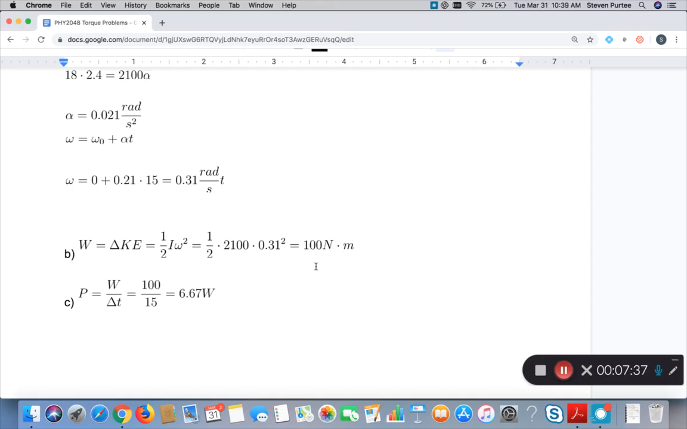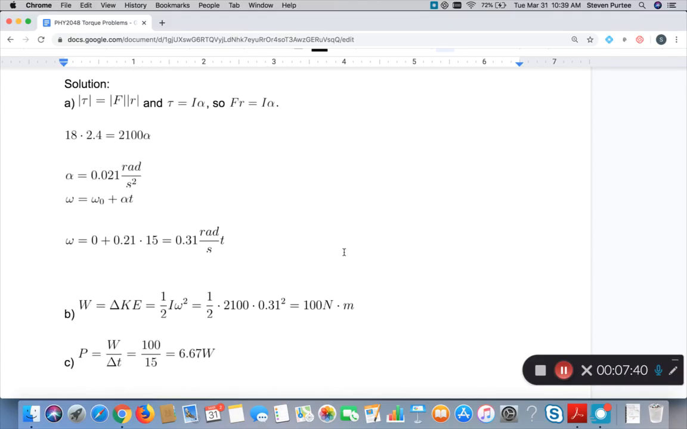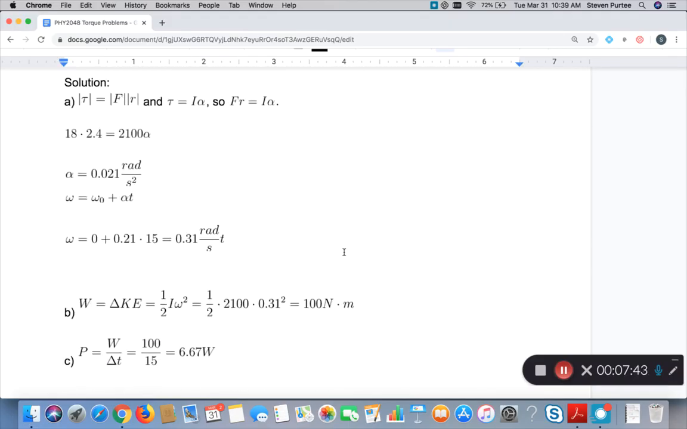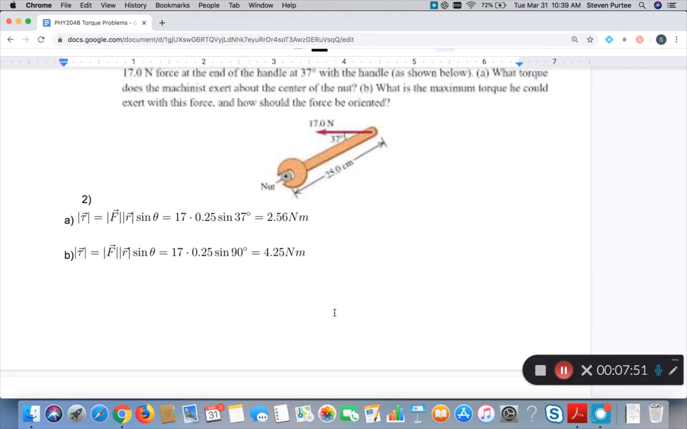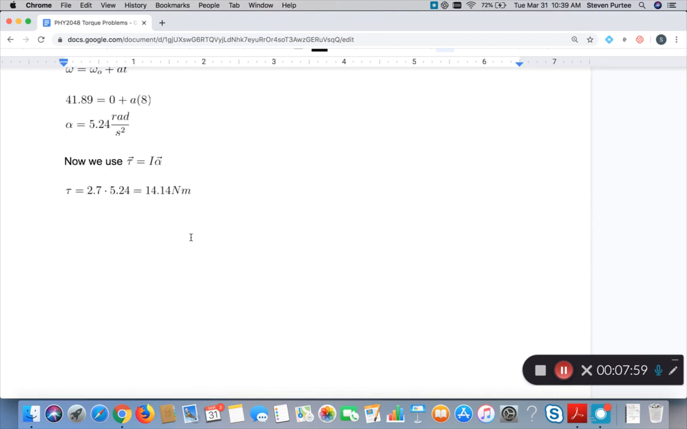Notice here that work and torque have the same units, but they are not the same. It's just pure coincidence that work, Newton meters, is joules, but torque is Newton meters. Torque is not joules. It's newtons times meters, force times distance.